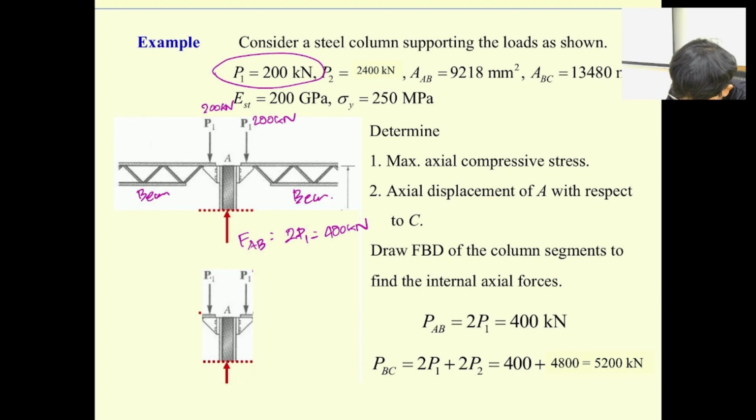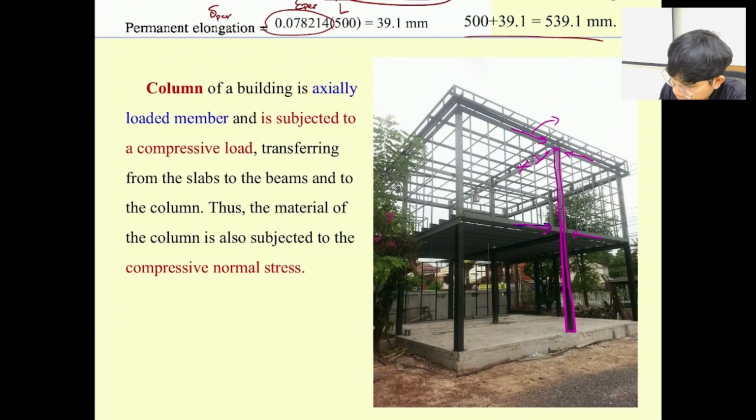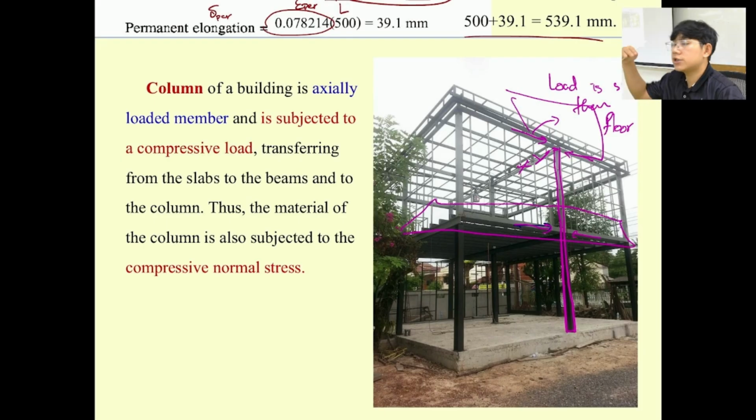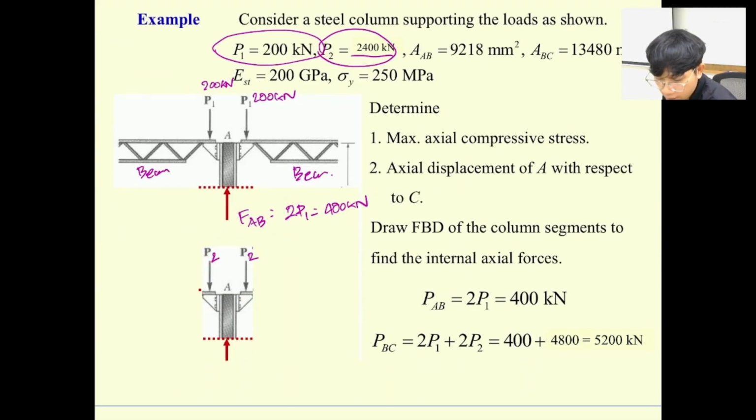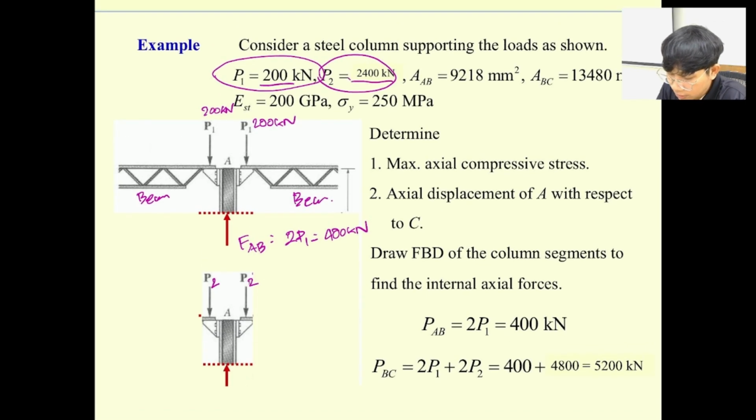Okay, so another one is P2. P2 over here has a really high load equal to 2400 kilonewton, because when this is on the roof, the load is smaller than the floor. Okay, because we're going to use the function over here at the floor, and then on the roof we just use it to support the roofing material only. So that's why the loads are quite different, from 200 to 2400.